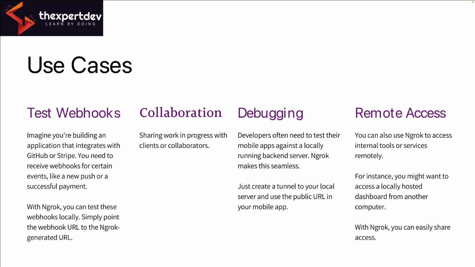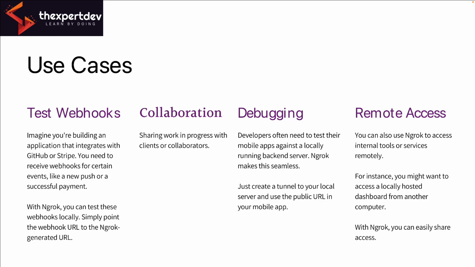When we talk of debugging, a developer often needs to test their mobile applications against a locally running backend server. Ngrok makes this seamless. Just create a tunnel to your local server and use the public URL in your mobile app.